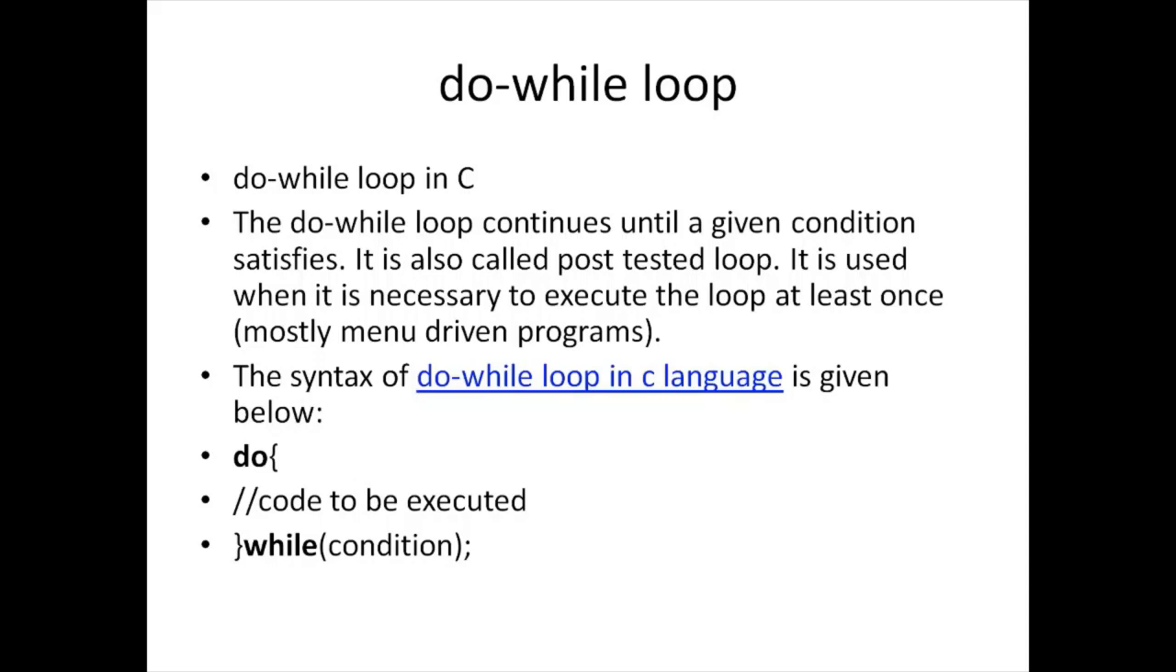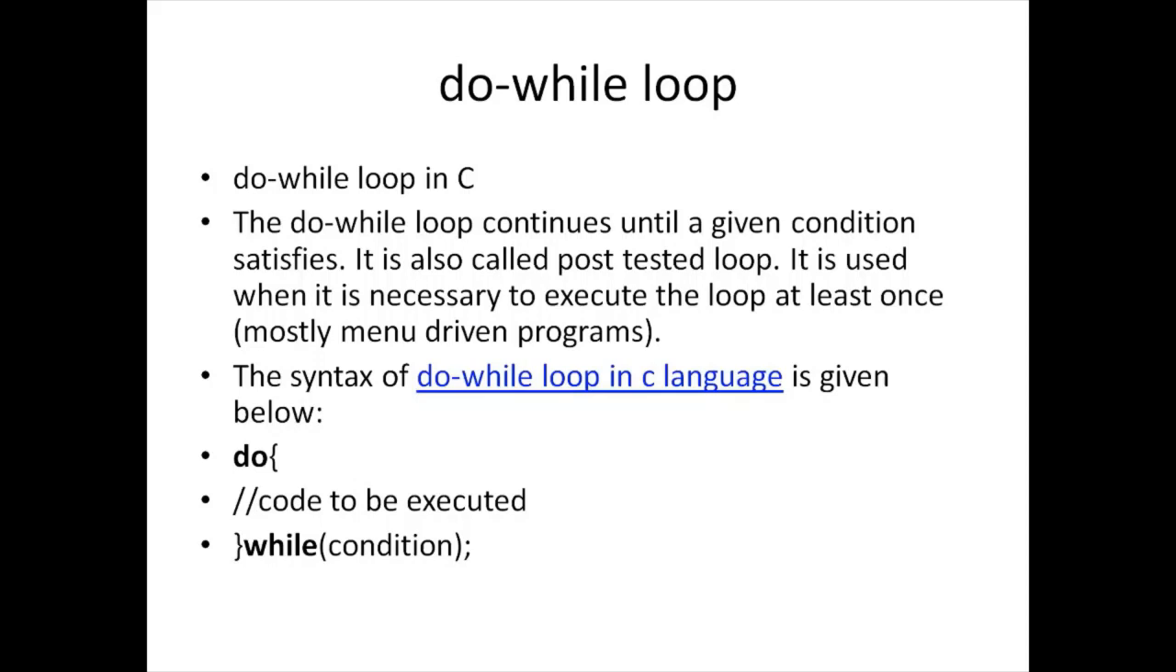First one is the do while loop. In case of the do while loop, the syntax is do, then open curly bracket, code to be executed, and then we check the condition. In the do while loop, the condition is checked at the end. So that means this particular loop is executed at least once. It is executed once and then the condition is checked.